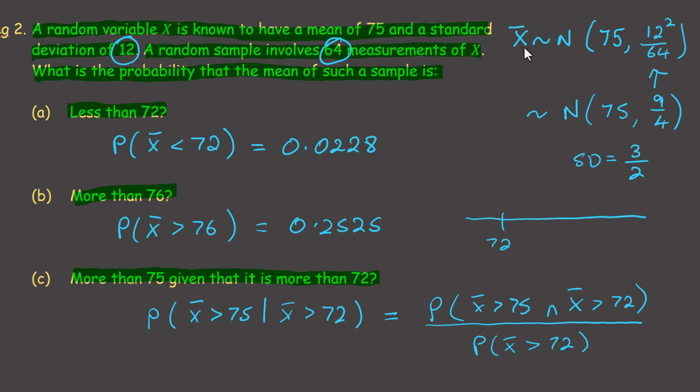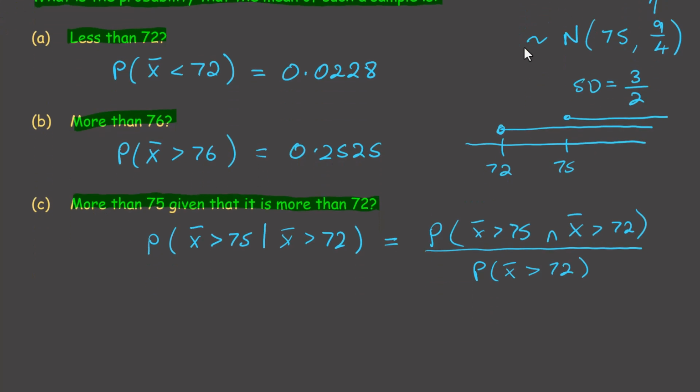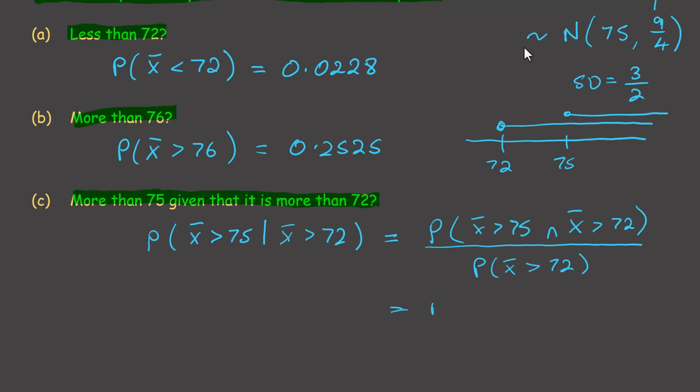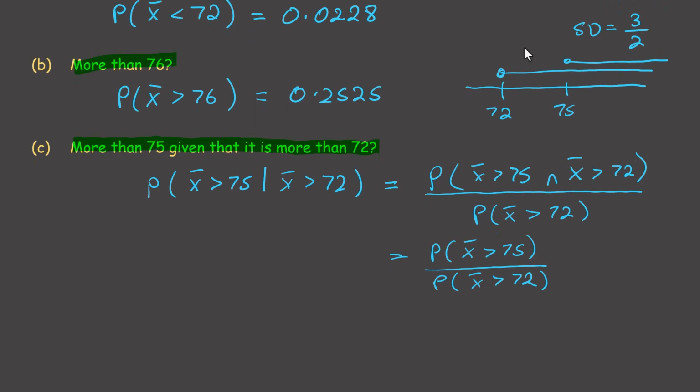Now for the top one, both conditions must apply. So greater than 72 is like that. Greater than 75 is like that. So it just becomes greater than 75 because we have to have both applying. So it's just going to be the probability that x bar is greater than 75 divided by the probability of x bar being more than 72. And you can just find both of those values from the calculator and divide, and the answer is 0.5116.